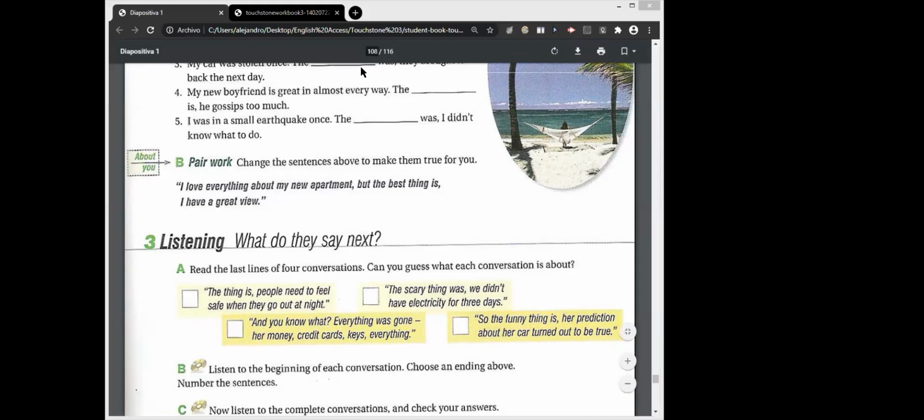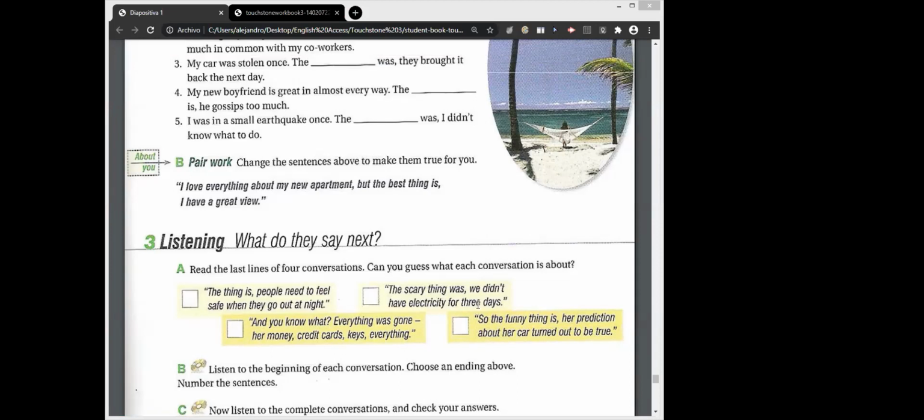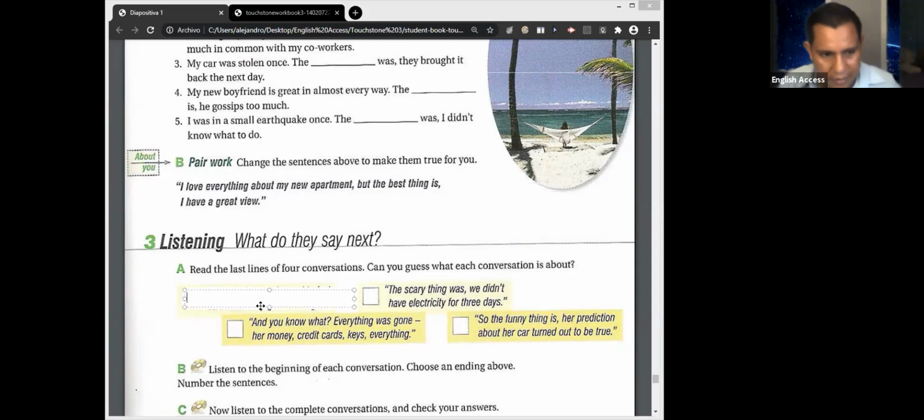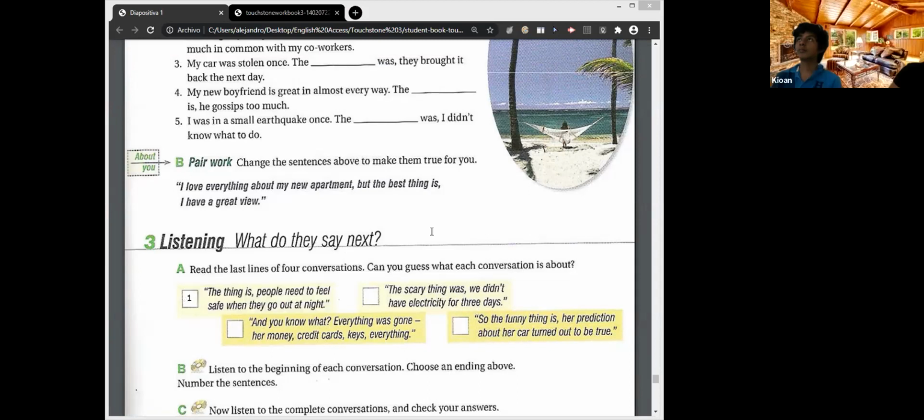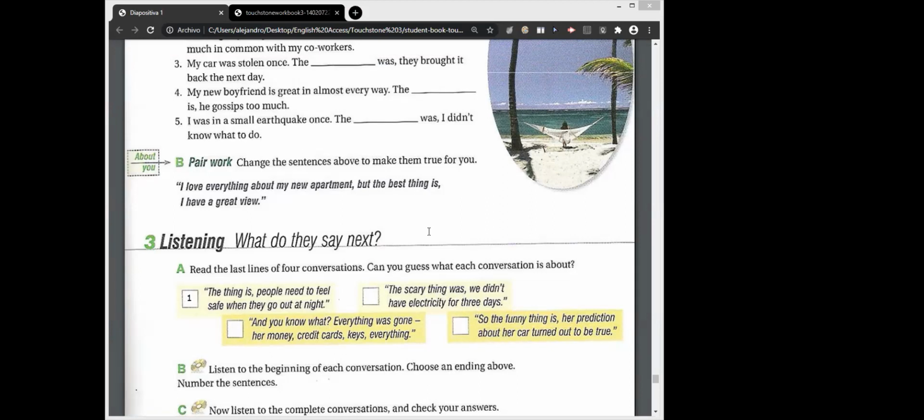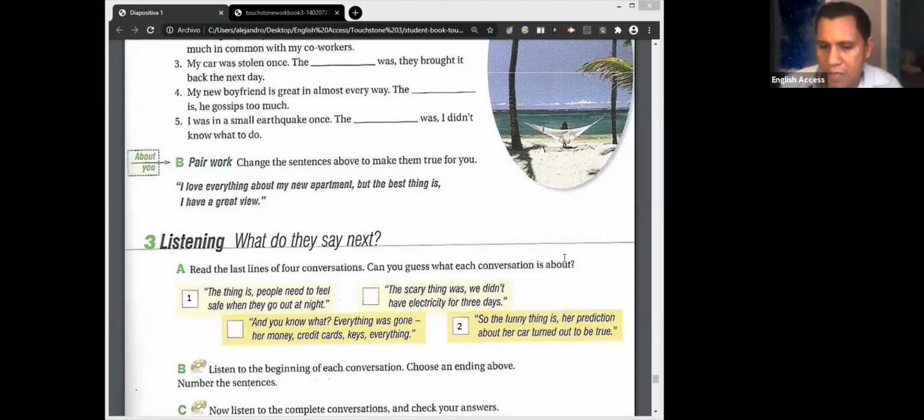For example, which one do you think is number 1? I think it's people need to feel safe when they go out at night. Okay. Okay, what about number 2? So the funny thing is her prediction about her car turned out to be true. Okay, the others agree, or do you have something different?